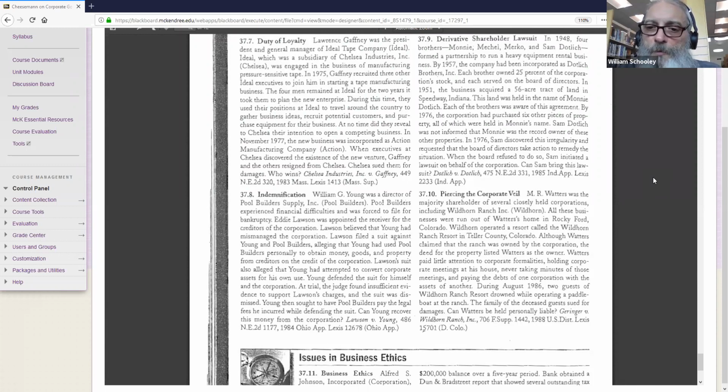Now, Wild Horn operated a resort called Wild Horn Ranch in Teller County. And although Waters claimed the ranch was owned by the corporation, the deed for the property listed Waters as the owner. While he probably did maintain the appropriate records with the Secretary of State's office, that is, that he paid fees, and I'm sure that he was given annual certificates of corporations in good standing.